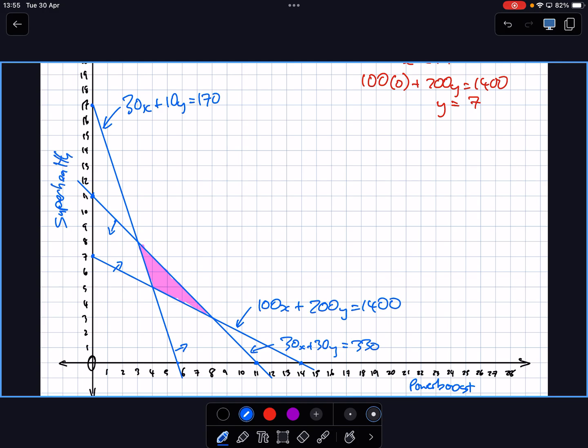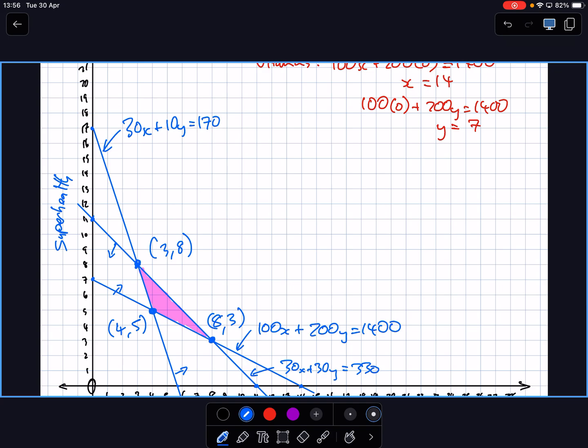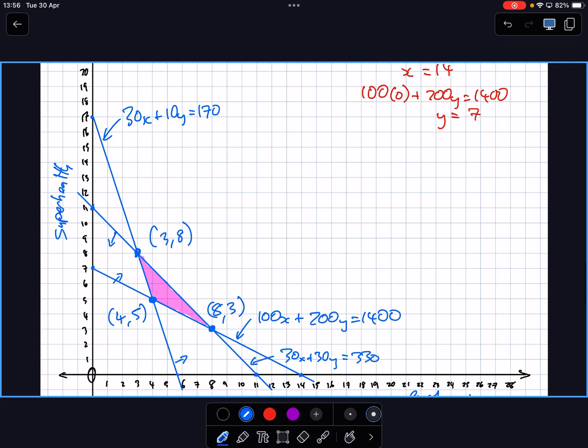I haven't labeled the vertices. So what is the coordinate of that little dot that I just placed? How far along the x-axis is it? 8. How far up? 3. Good. What's the location of this? 4, comma 5. And the last one here, 3, comma 8. I'll stop so you can get your own version of this simplex.